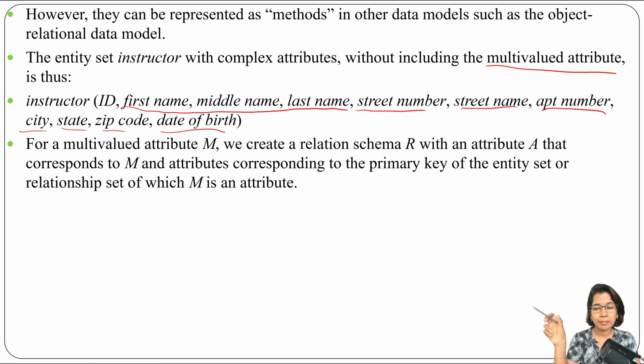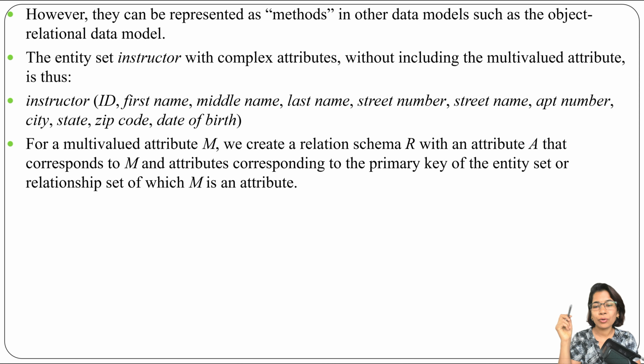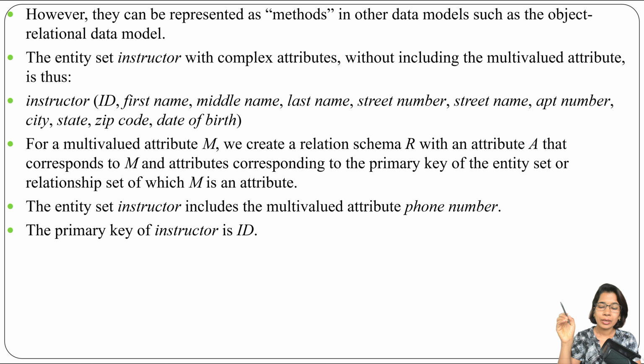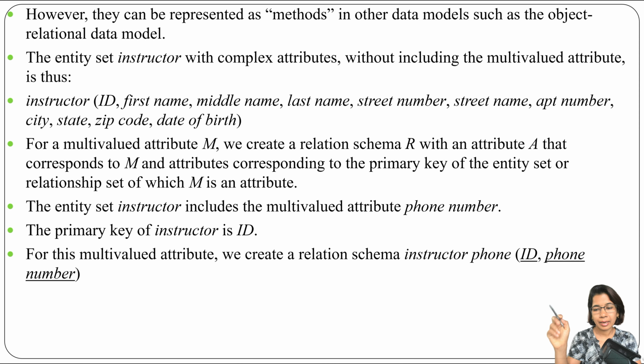So for phone number, we'll include the ID of instructor as ID is the primary key. So now for the instructor entity set, phone number is the multi-valued attribute. We can include the ID attribute with the phone number for the instructor phone relation. So we'll create another relation, another table for instructor phone, where we'll just keep ID and phone number as attributes.